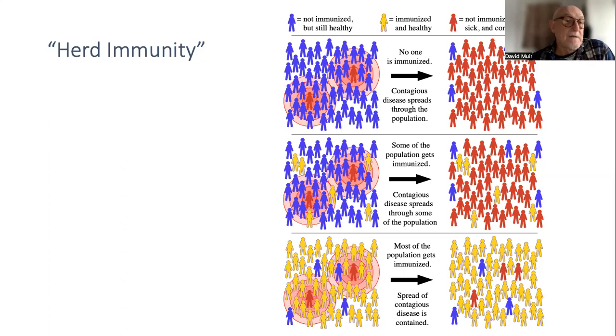And you may think initially, well, you need to vaccinate everybody. Everybody needs to be immune. They must either be immune because they got vaccinated or because they recovered from the disease and they have immunity that way. But it's actually not true, because let's have a look at how disease actually spreads in a population. So here, the blue figures are people who are not immunized and still healthy. The yellow figures represent people who are immunized and are healthy. And the people in red are people who are not immunized, and they are sick and they are contagious. So let's have a look at this population here.